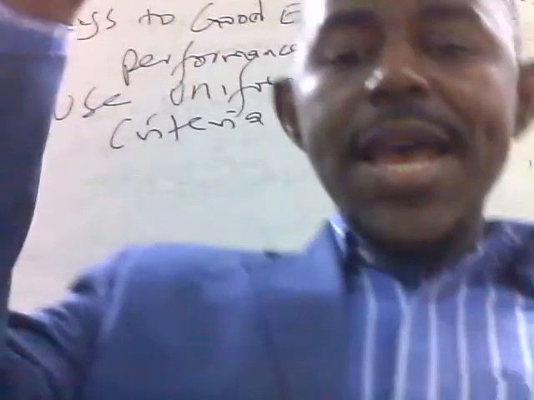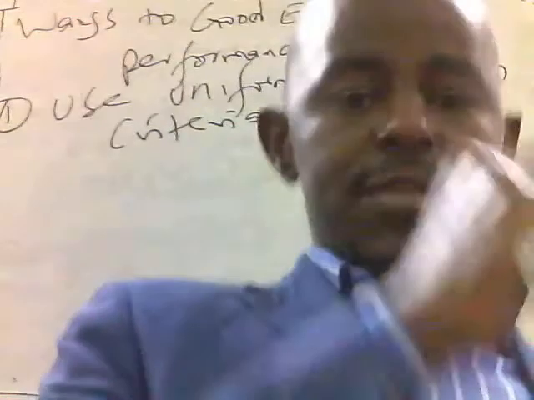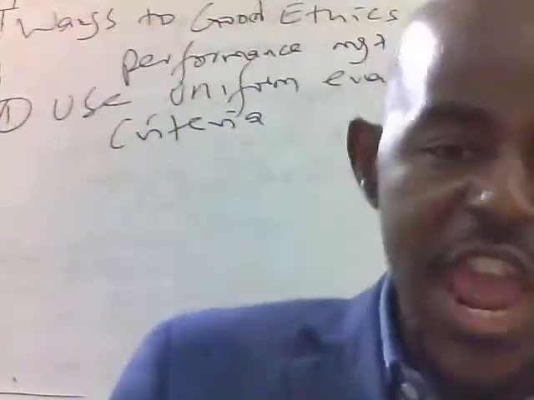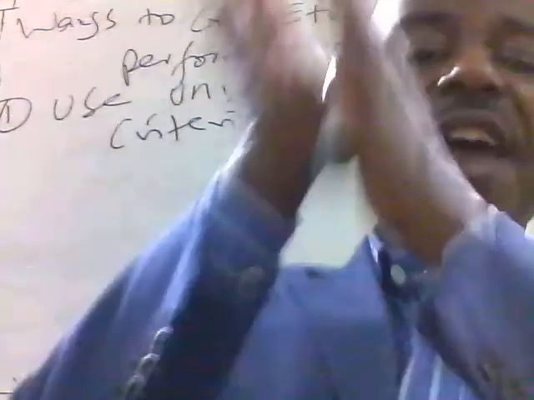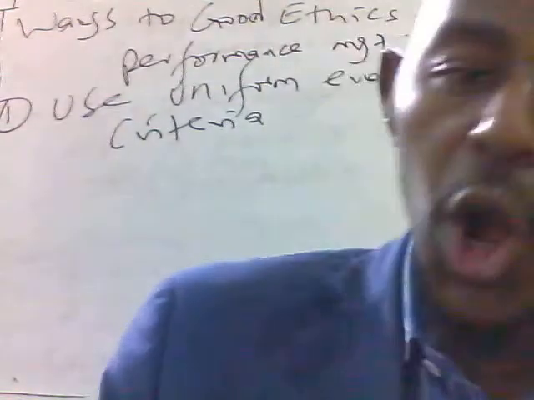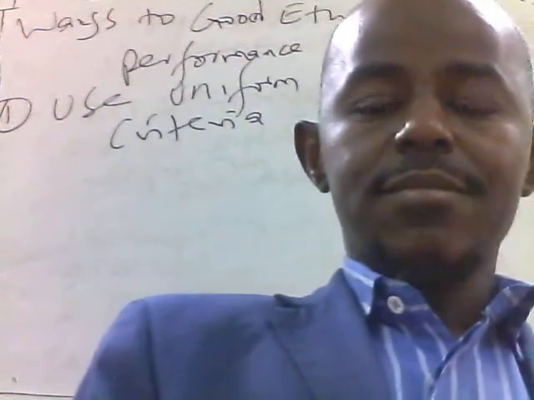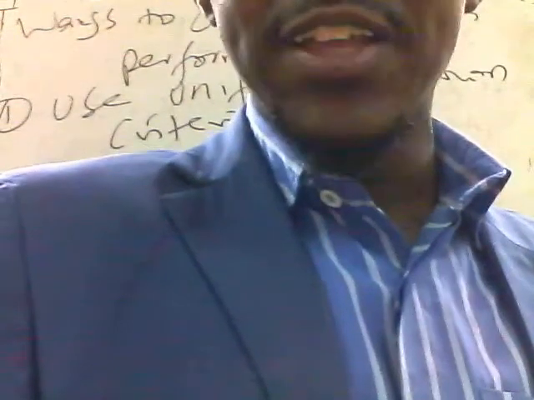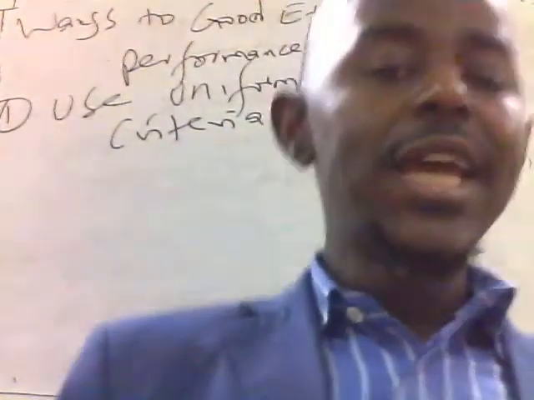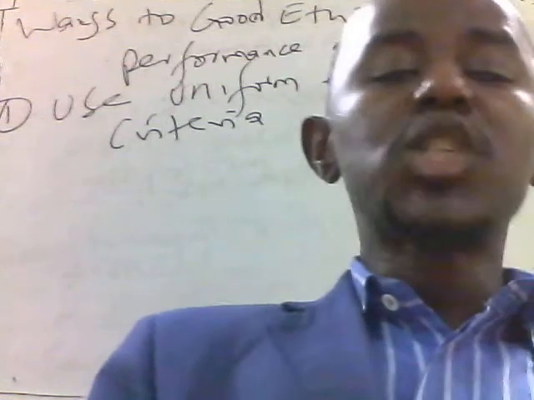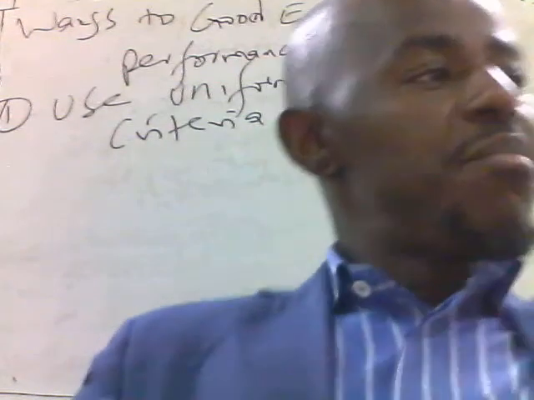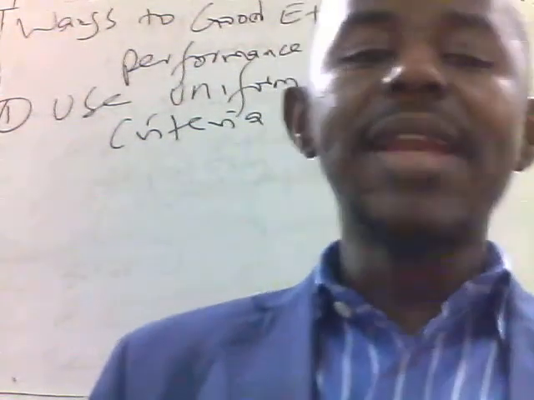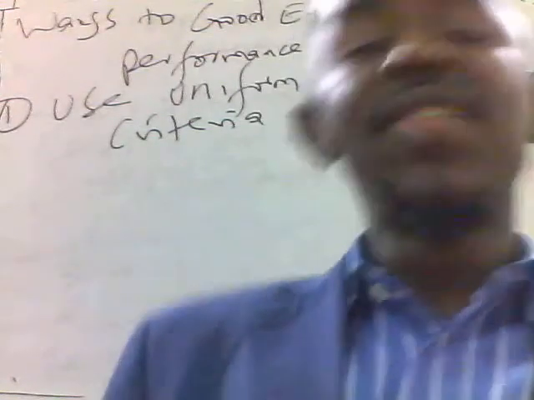Uniform evaluation criteria to ensure that all the employees are measured on the same criteria, to ensure fairness across the board, so that you do not favour some employees over others. It is uniform across. Employee Y, employee Z, employee X, employee W, all of them did not achieve their targets.